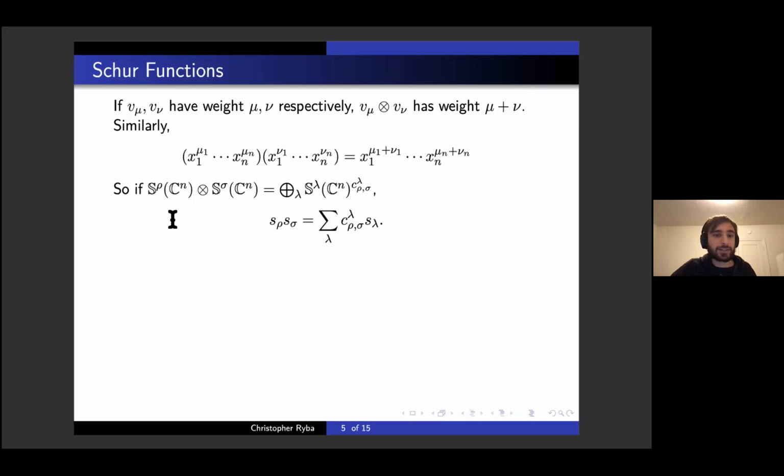And the upshot of that is that if I consider the tensor product of two of these irreducible representations, and I ask, how does that decompose in terms of irreducible representations? These structure constants or fusion rules simply become something that can be computed in terms of polynomials.